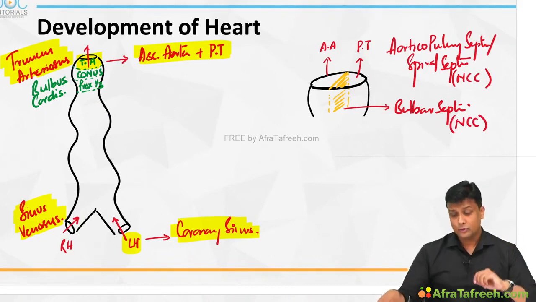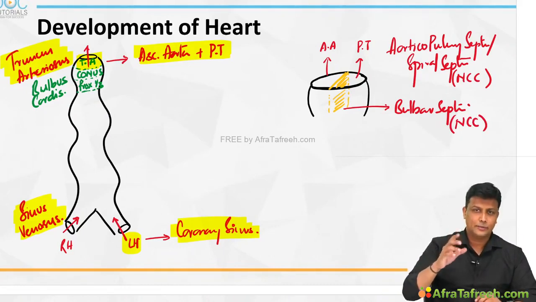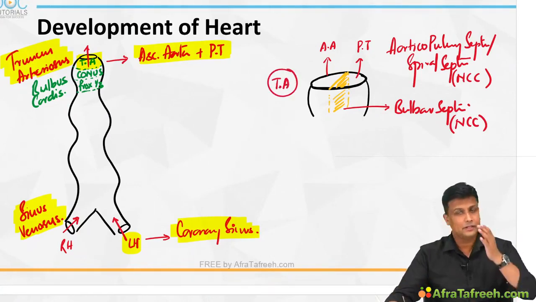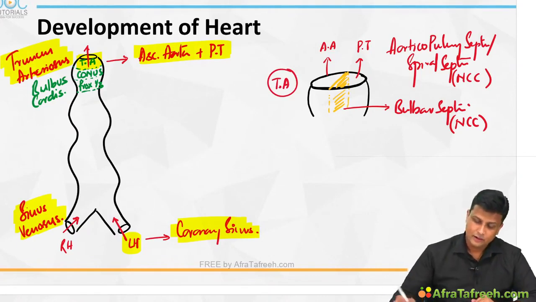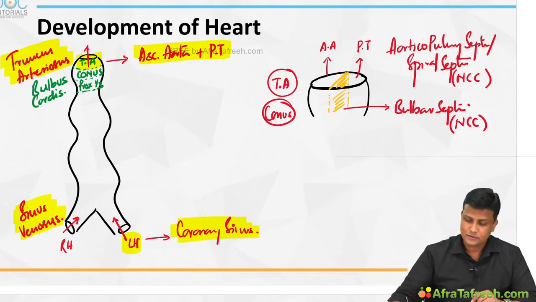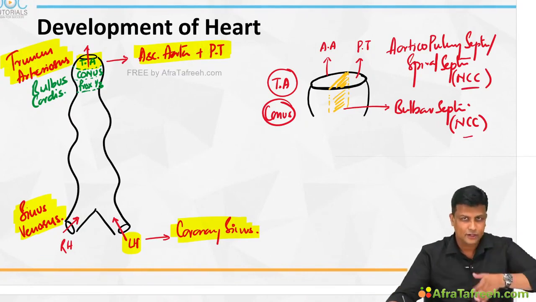So my dear friends, remember what is going to happen. The truncus arteriosus part will have a septum in the middle, that is the spiral septum, and then the conus part will have a septum in the middle, that is the bulbar septum. And these two septa, both of them are derived from where only? Neural crest cells and neural crest cells only. That is the continuation of that one only.